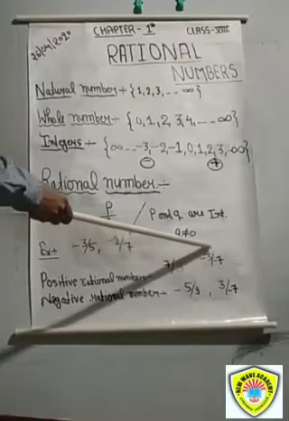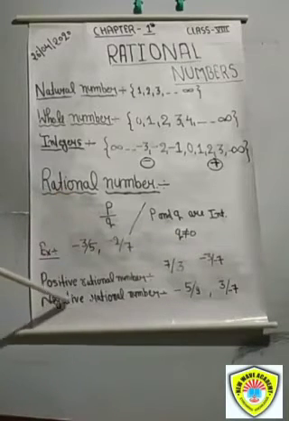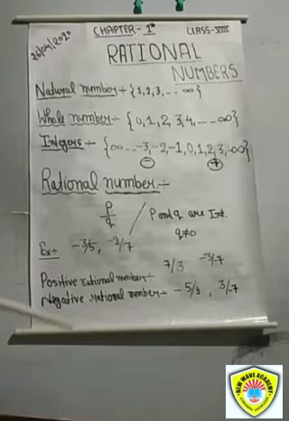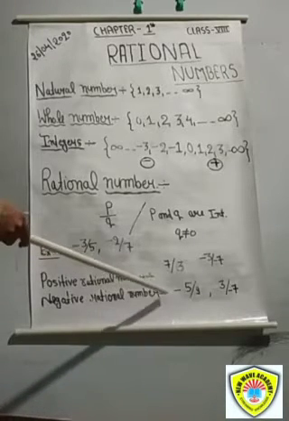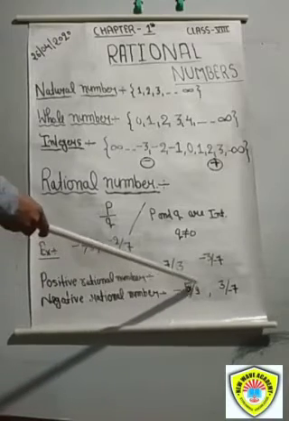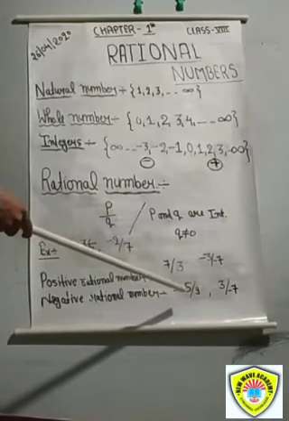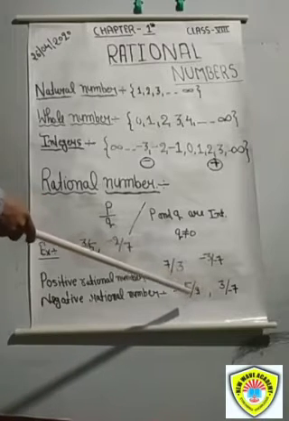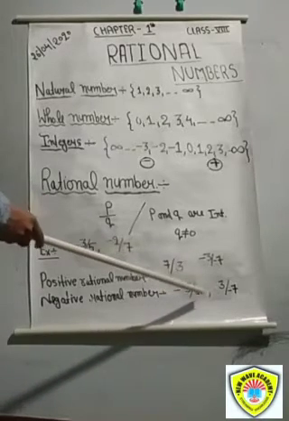Now, negative rational number. What is a negative rational number? A rational number is said to be negative if either the numerator or the denominator is negative. Here is an example: minus 5 upon 9. Minus 5 is a negative integer and it is the numerator. 9 is a positive integer and it is the denominator. So we can say this is a negative rational number.